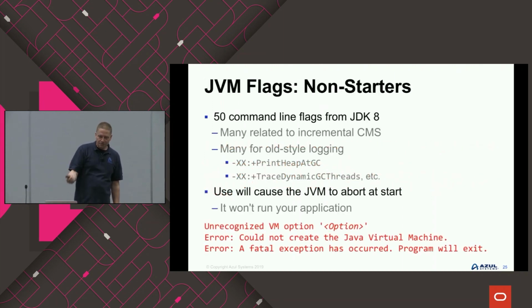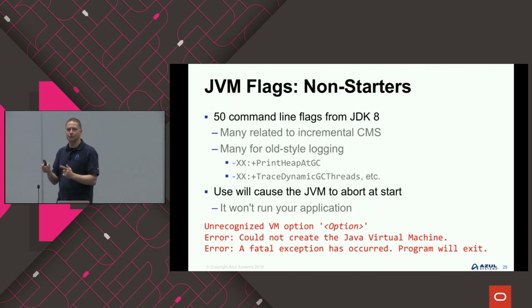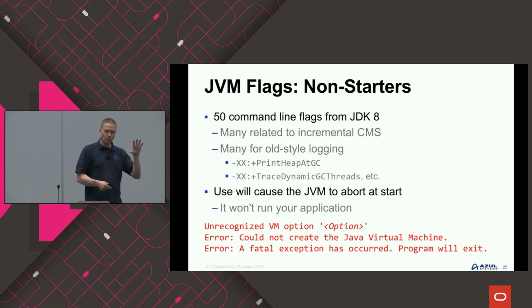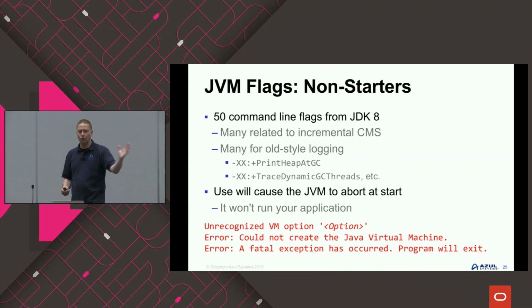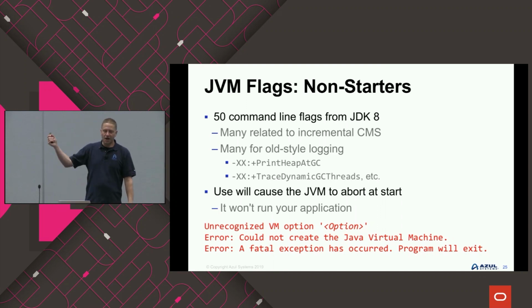And then the most important bit about this is there are 50 command line flags in JDK 8 that will actually stop your JVM from starting. So if you use one of these, then rather than just ignoring it, rather than saying it will use an alternative, it will actually say, no, I won't create your Java virtual machine, and it will stop. So that's where you do have to change your startup script. Things like print heap at GC, which is a fairly common one I've seen people use, trace dynamic GC threads, things like that.